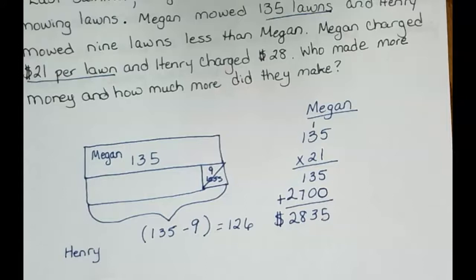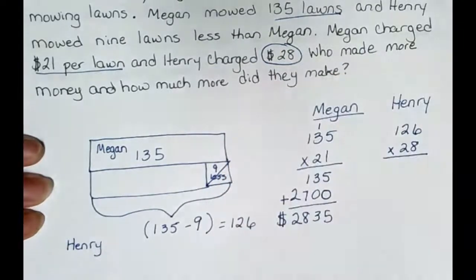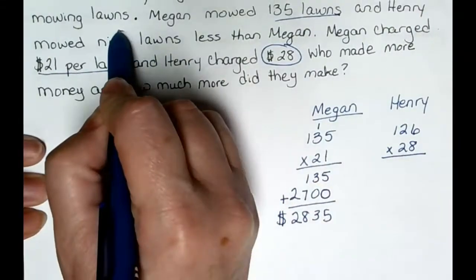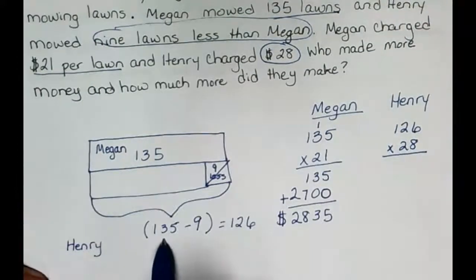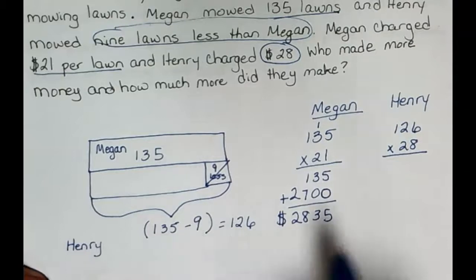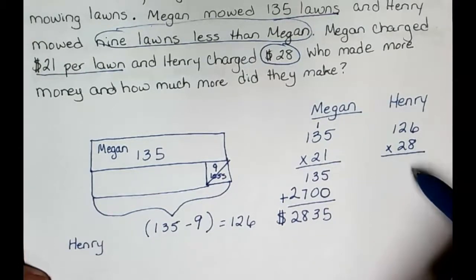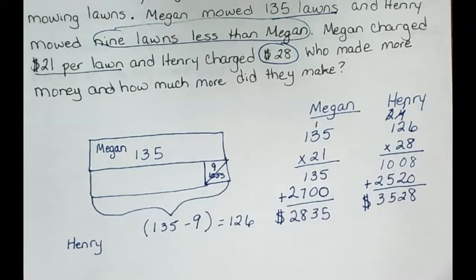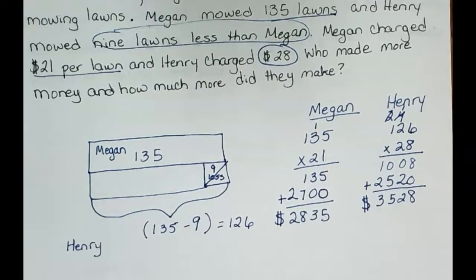I need to find out how much Henry made now. Pause and set up your problem. I know that Henry charged $28 per lawn and that he mowed 9 less than Megan did. I figured out down here that that was 126 lawns. So I know that 126 times $28 will give me my answer. Pause here, find the answer, and come back and let's check. So my answer is $3,528.